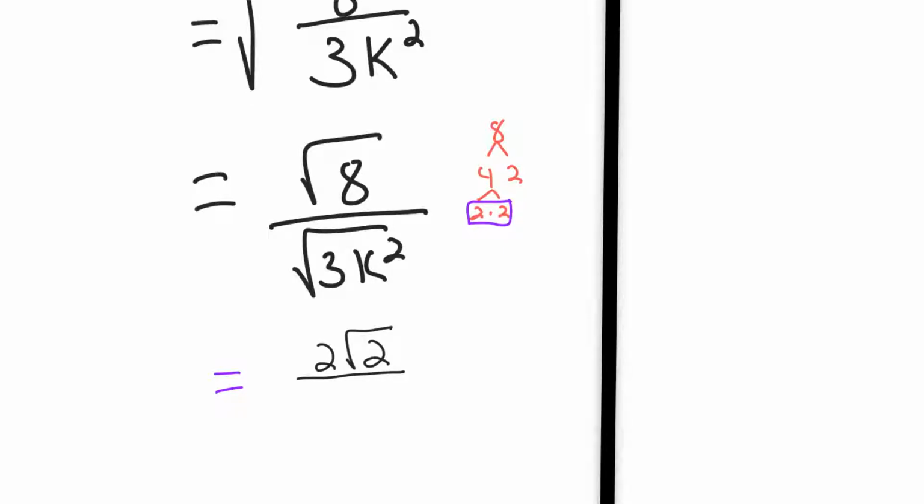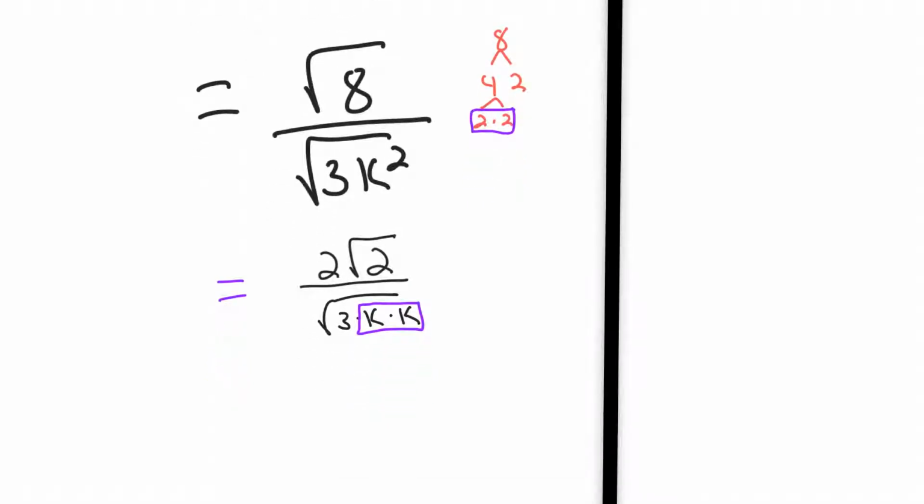On the bottom, let's see. 3 is a prime number, so you cannot break down the 3. But the k, you have a squared, so you can expand. I have the square root of 3 times k times k. The 3 is going to stay inside of the radical because that's prime. But the k, you have a pair, so that's going to go outside of the radical. So I'm going to have 2 square root of 2 on the top, and on the bottom I take out the k because we have a pair. Square root means 2, so you make pairs, groups of 2's. And inside, I have a 3.